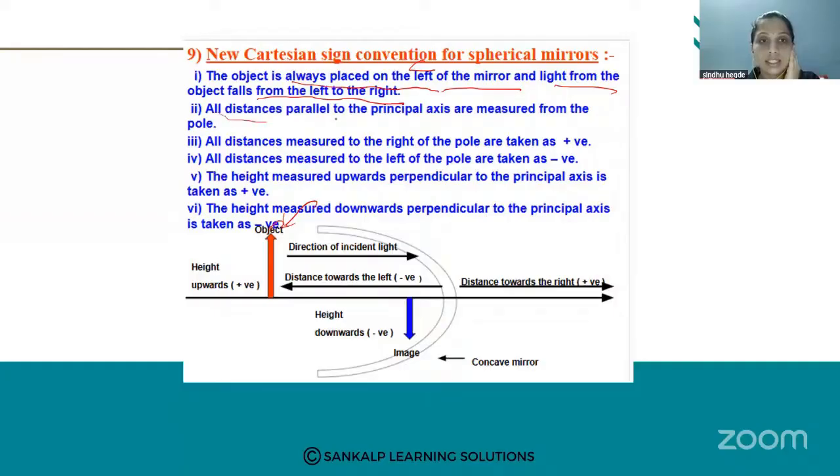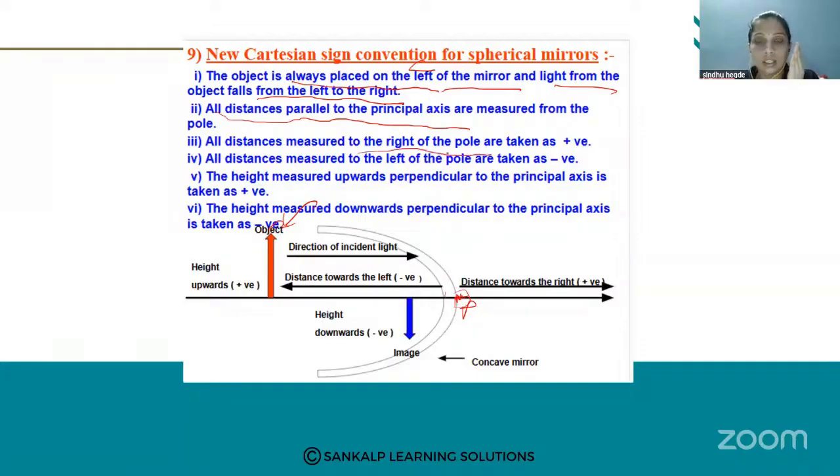All distances parallel to the principal axis are measured from the pole. Here we always measure from the pole. We know that this is the pole point, right? This is the pole point. Always all these distances are measured from this point only, that is, the pole. Okay. Next, all distances measured to the right of the pole.